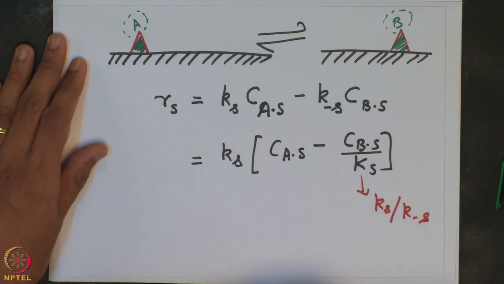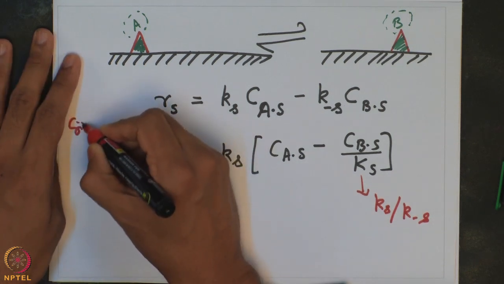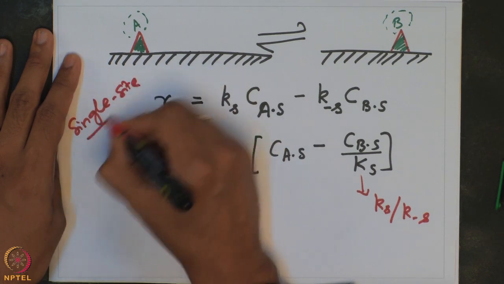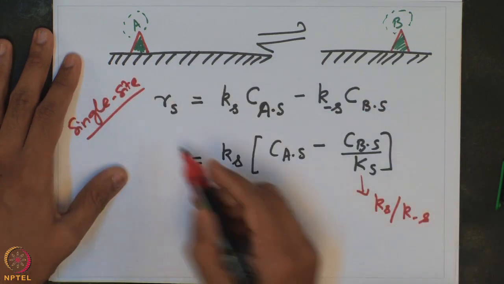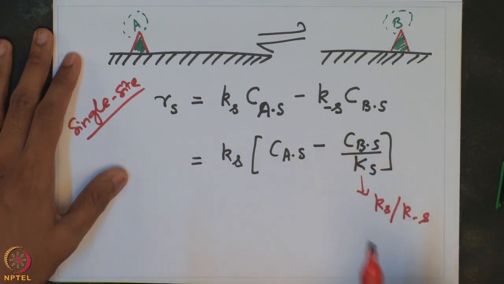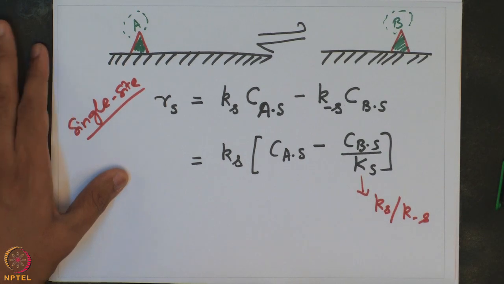So, if there is a single site reaction where there is only one adsorbed species which is participating in the reaction, then the rate can essentially be represented as Ks into C_As minus C_Bs divided by the corresponding equilibrium constant. Let us look at the next case of dual site reactions.